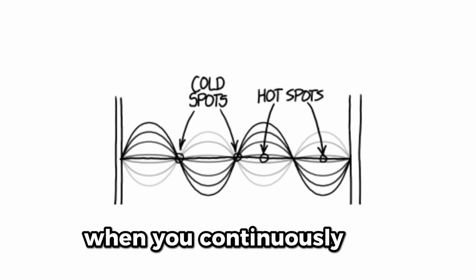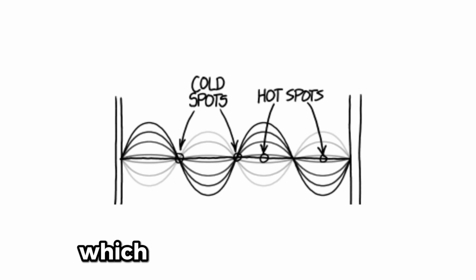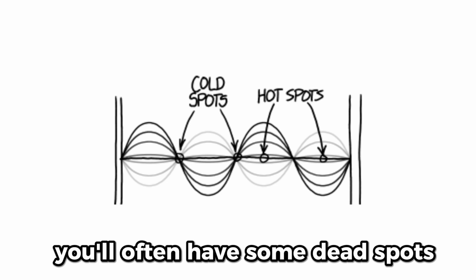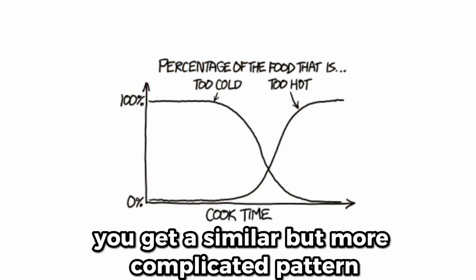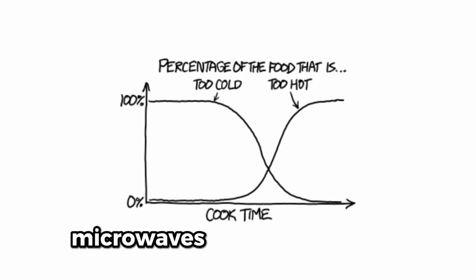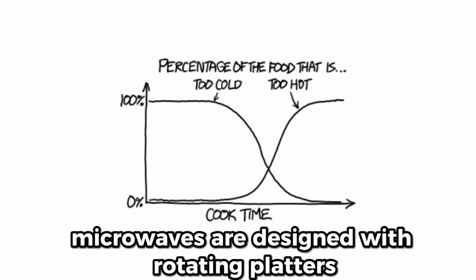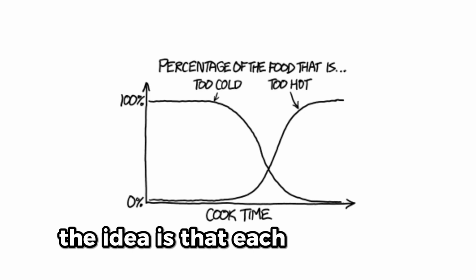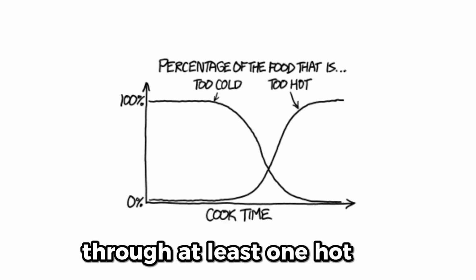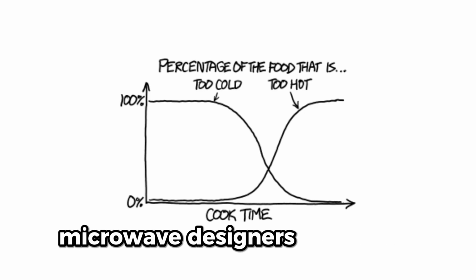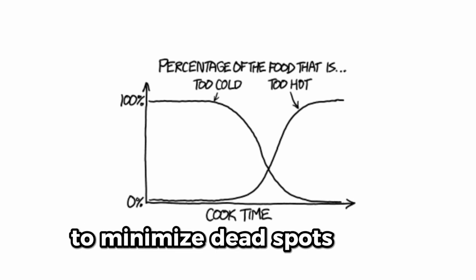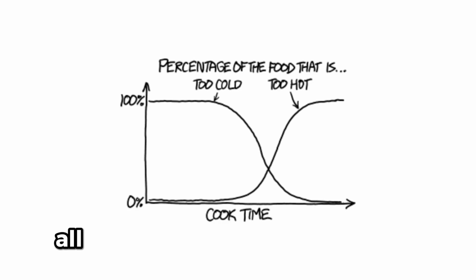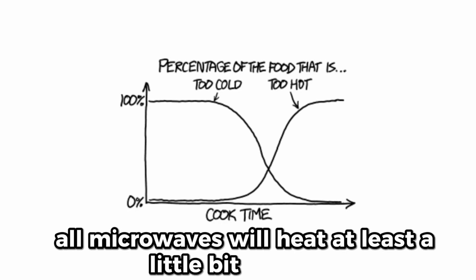When you continuously feed waves into a space, which is what microwaves do, you'll often have some dead spots. In 2 dimensions, you get a similar but more complicated pattern. These dead spots are the reason microwaves are designed with rotating platters. The idea is that each part of food will pass through at least one hot spot. Microwave designers use a lot of tricks to try to vary the pattern to minimize dead spots, but no one does it perfectly. All microwaves will heat at least a little bit unevenly.